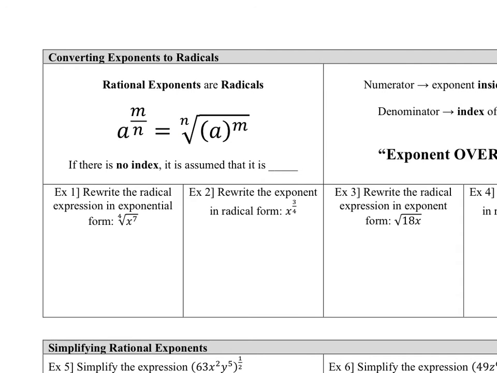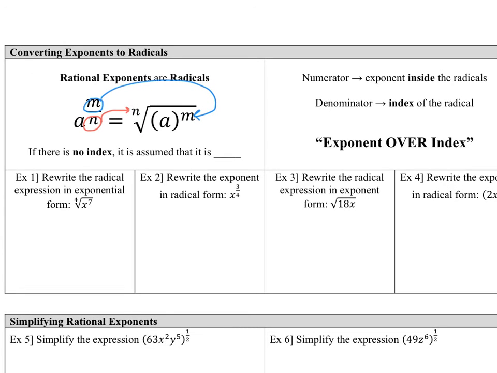So here's how this works. The numerator of the exponent is actually the exponent underneath the radical. Then the denominator of your exponent is actually the index of your radical. So the way I have you remember this is I always say exponent over index because it falls in alphabetical order. Because E comes before I, that means E is the top of the fraction and I is the bottom of the fraction. Math likes to be in alphabetical order. Now, if there is no index, remember that it's assumed to be a 2.